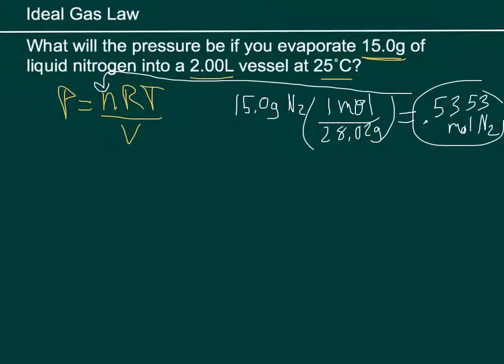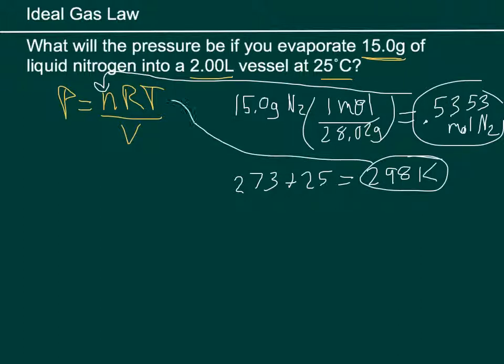Temperature I need to convert into Kelvin, so we're going to take 273 plus 25, and that will be 298 Kelvin. So that is going to go up for temperature. We know that we have a 2.00 liter vessel.